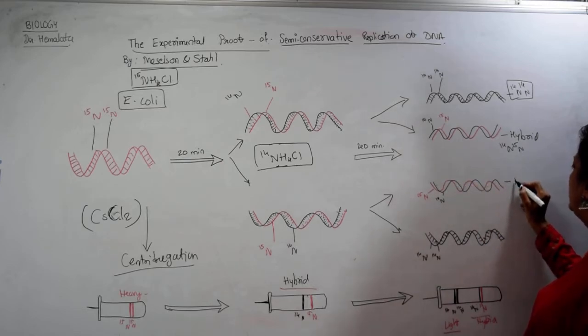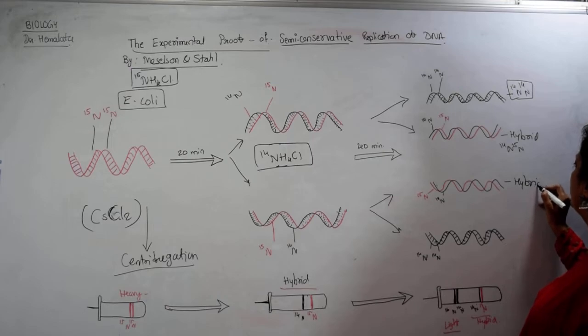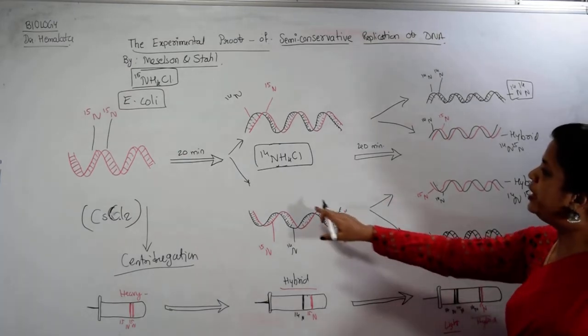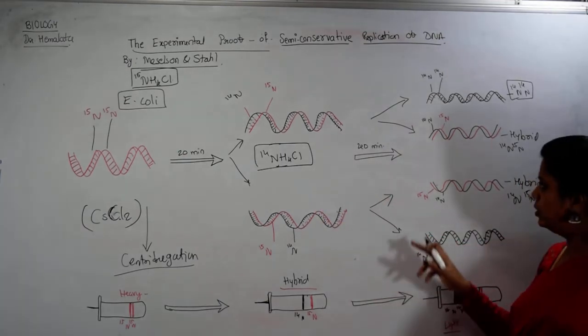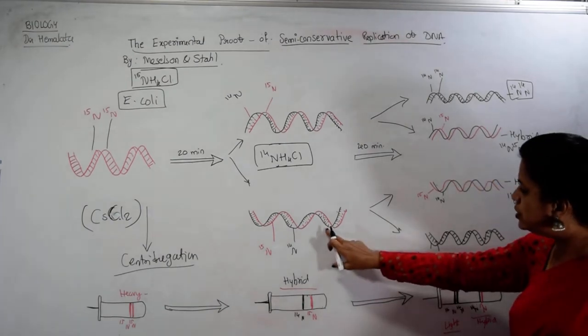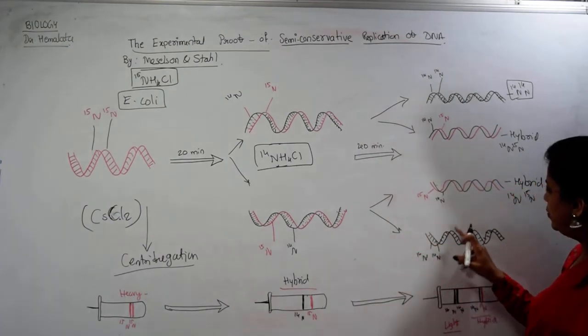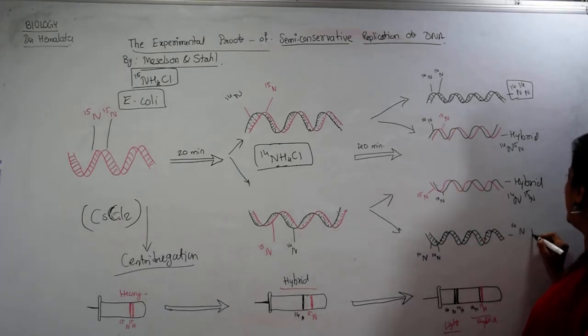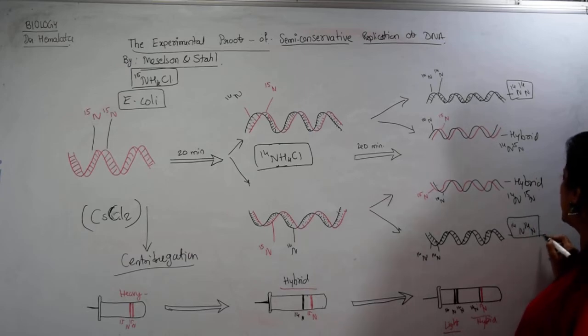So this is again a hybrid having N14 and N15, because it is formed from the N15 strand by taking up N14 nitrogen bases. Then you will get two hybrids. Then the last one, the black strand, which is N14, has formed with another normal N14 strand, the N14 normal double stranded structure.